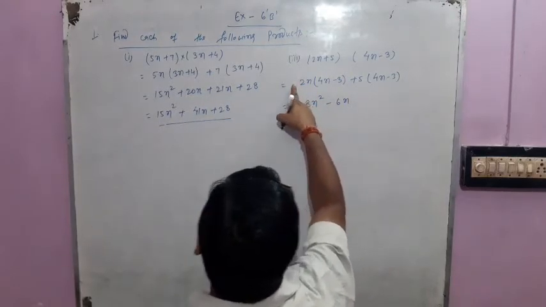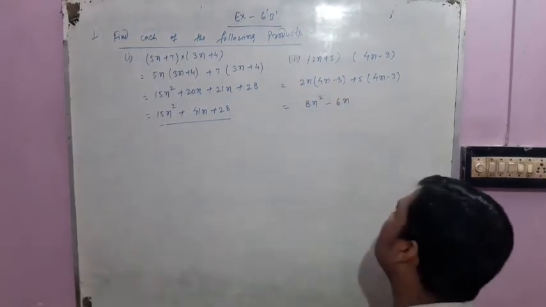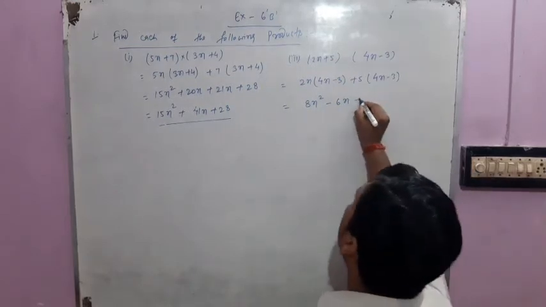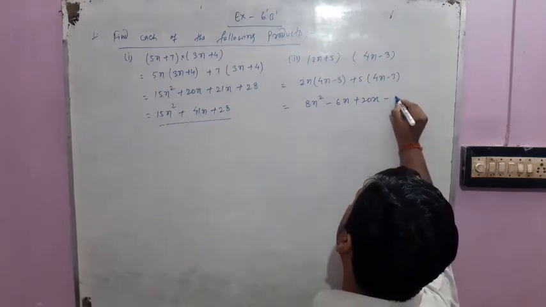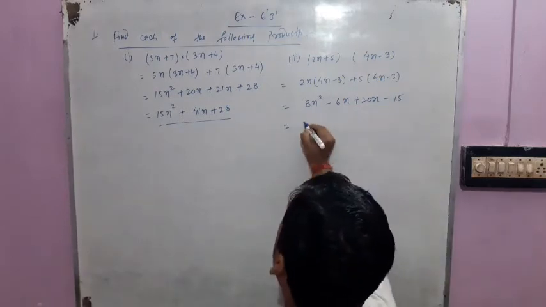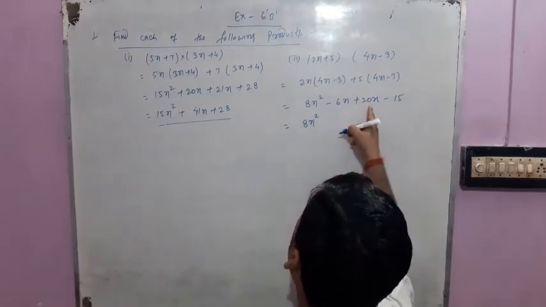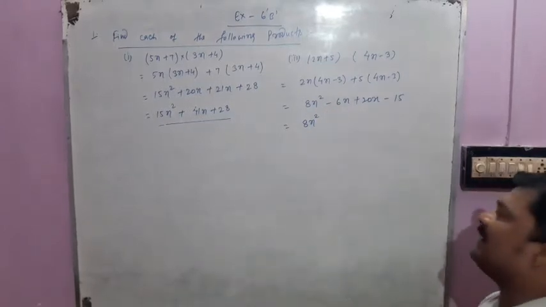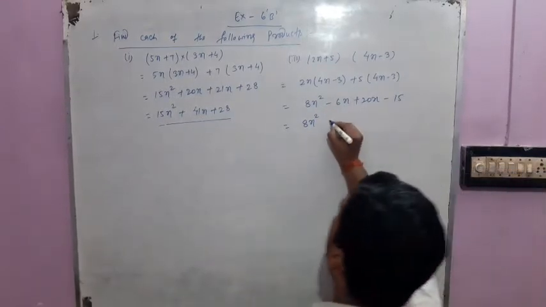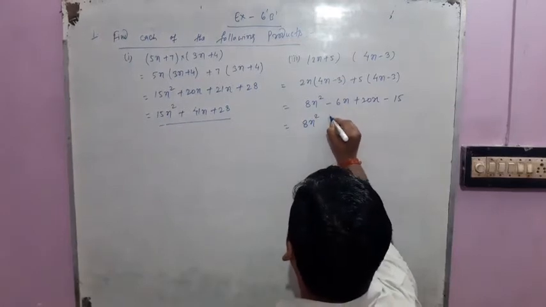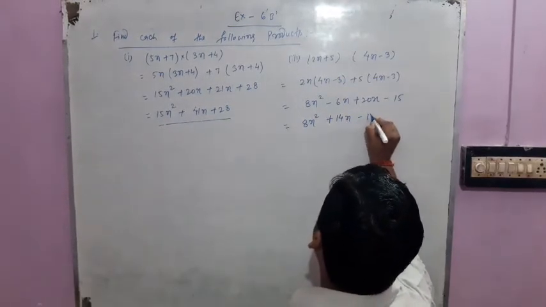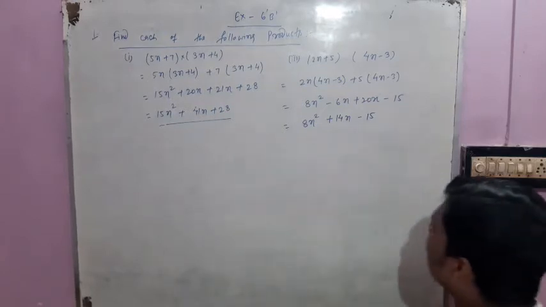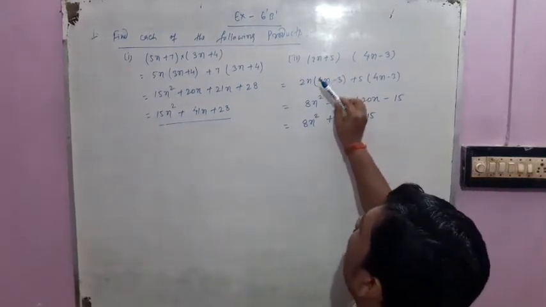We have to also multiply the signs here: plus times minus is minus. Now 5 times 4 is 20x, and 5 times 3, plus times minus is minus, and 5 times 3 is 15. Now 8x square, and when we add plus 20x and minus 6x, we will get plus 14x, minus 15.